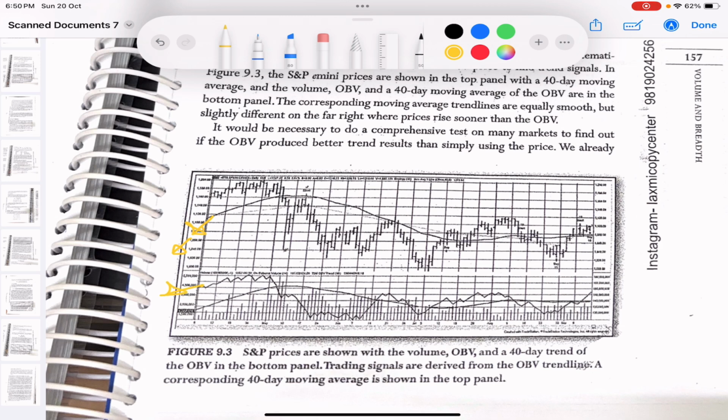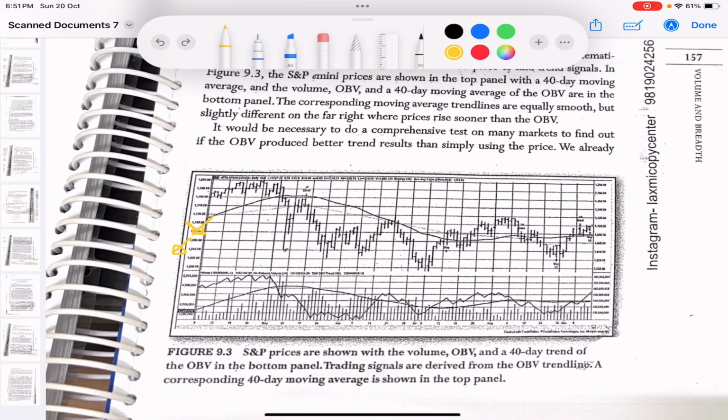So here this is just the OBV, and this line over here is a 40 period moving average. This moving average is not of the price, this moving average is of the OBV values itself. So this is a volume moving average. The corresponding moving average trend lines are equally smooth but slightly different on the far right, where the prices rise sooner than the OBV.